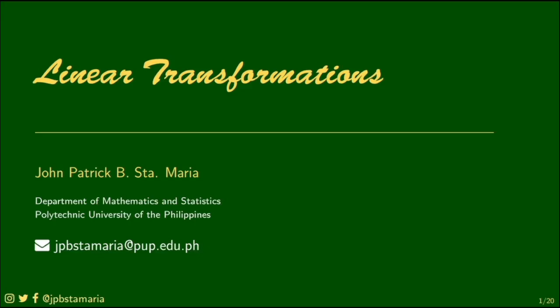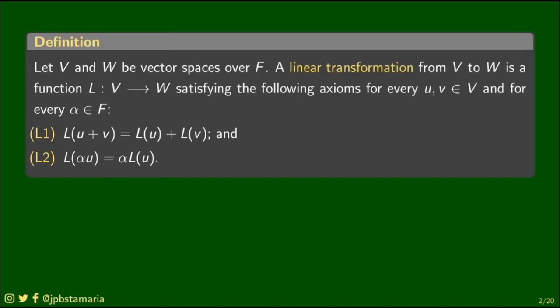Here is a formal definition for a linear transformation between two vector spaces. Here we have two vector spaces, V and W. Both of these vector spaces have a field of scalars F. When we say a linear transformation from V to W, we simply mean any function or any mapping L from V to W satisfying the following axioms.